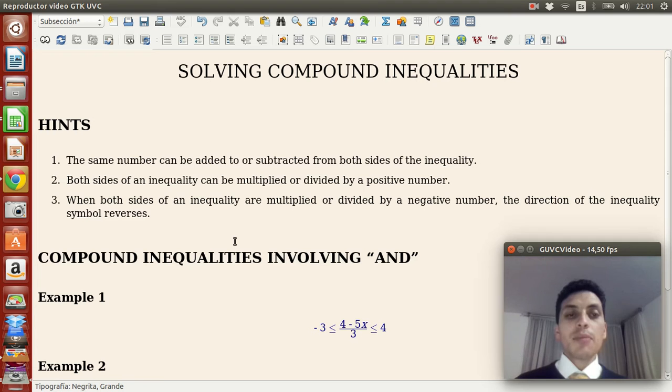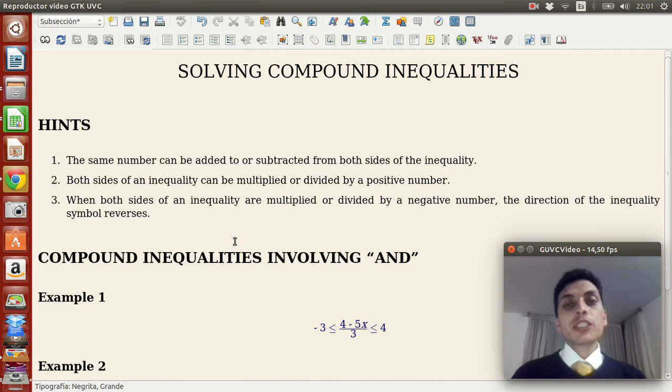First hint: the same number can be added to or subtracted from both sides of the inequality. Second, both sides of an inequality can be multiplied or divided by a positive number. When both sides of an inequality are multiplied or divided by a negative number, the direction of the inequality symbol reverses.